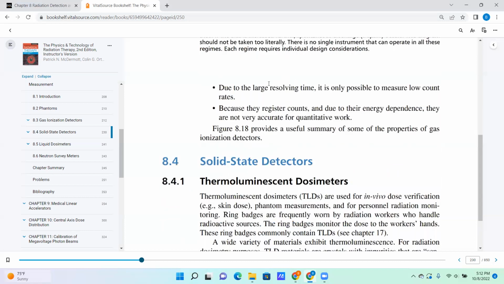Here are a couple more disadvantages due to the resolving time. It is only possible to measure low count rates, and because they register counts and due to the energy dependence, they're not very accurate for quantitative work. So that's it for the gas ionization detectors. In the next lecture, we'll go over the solid state detectors.